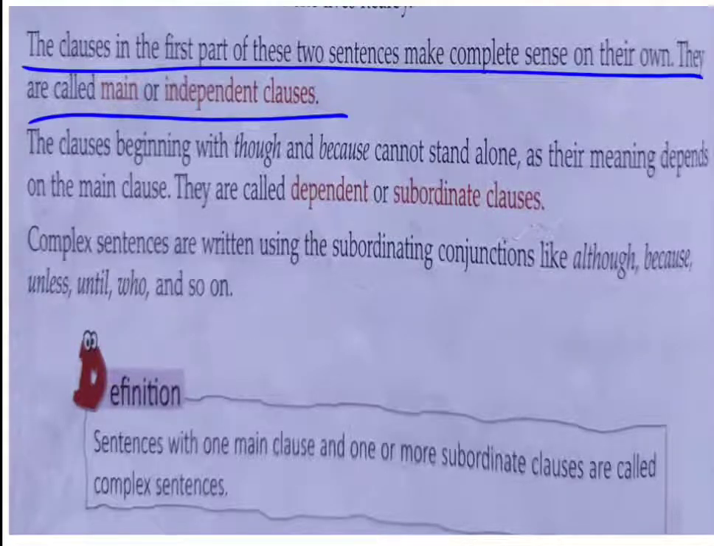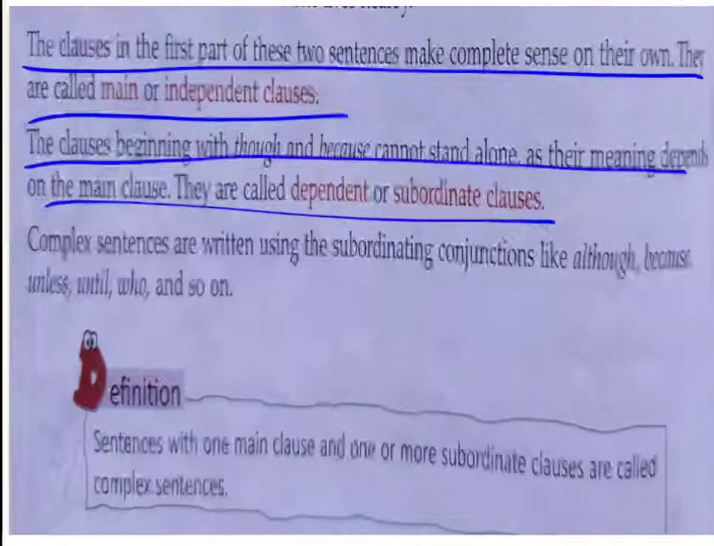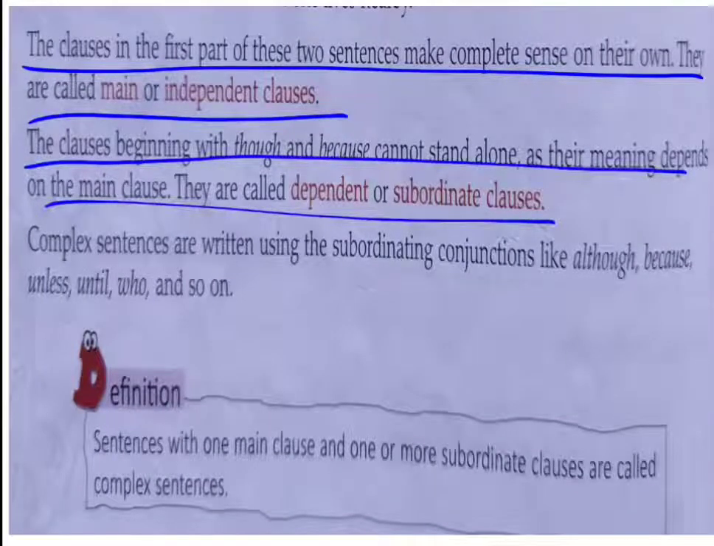The clauses beginning with though and because cannot stand alone, as their meaning depends on the main clause. They are called dependent or subordinate clauses. So students, it is clear that these clauses depend on the main clause. That's why they are known as dependent, or subordinate, clauses: they do not stand by themselves, they depend on the main clause. They use conjunctions like because, though, etc.